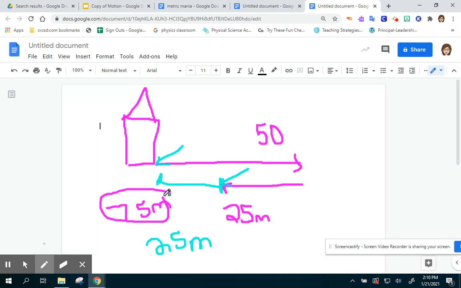Now, this is where it gets a little confusing because you need to think about direction. We got north, south, west, east. So is his displacement to the east or to the west? Well, he started here, and now he is farther to the east. So we know his displacement is 25 meters to the east. And that is distance versus displacement.